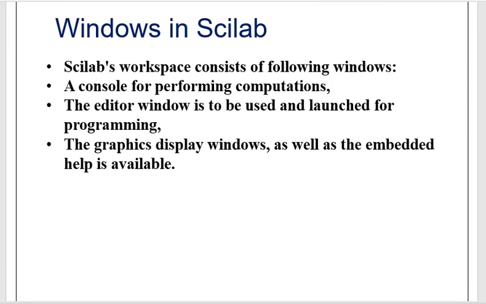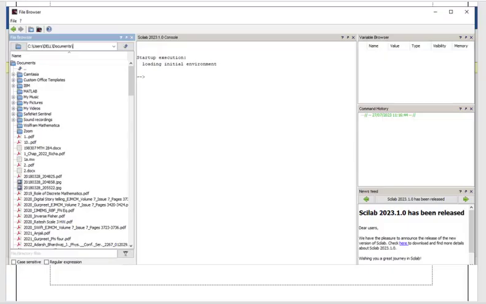Now if we talk about the windows in Scilab, the workspace, when you open it after launching the software, you will see different windows. Let me show you first. This is the file browser window that will come up. The one in between is the console. It says starting up execution, which means this is a console where you can work.